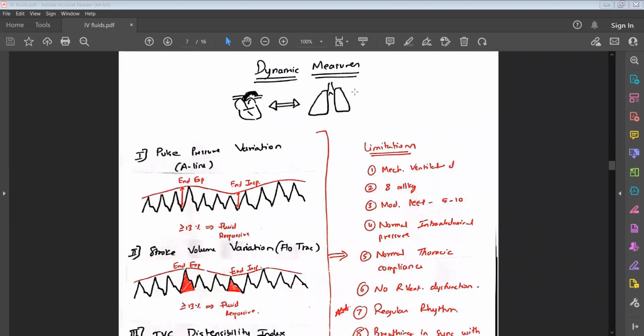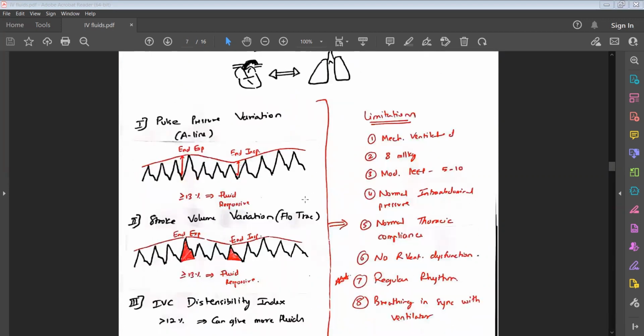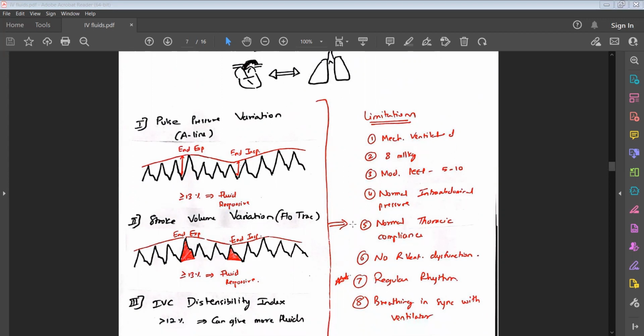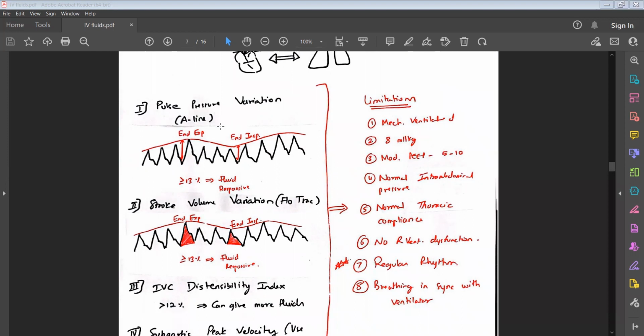That is the dynamic measures, which look at the relationship between the heart and the lungs. These are really good measures, and they are much more accurate than static measures. The problem with them is that there are certain criteria that need to be met before you decide that you're going to use these dynamic measurement techniques. First of all, what are the types? Number one, the pulse pressure variation, which you can see with the help of the A line. With the inspiration and expiration, the patient will have a variation in their pulse pressure, and that you can calculate.